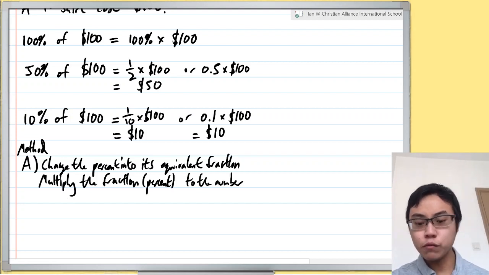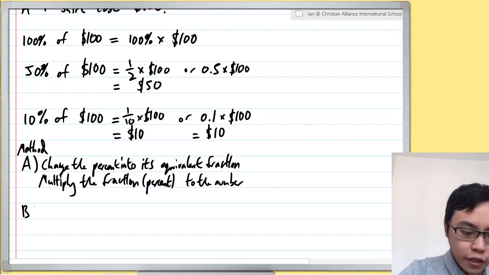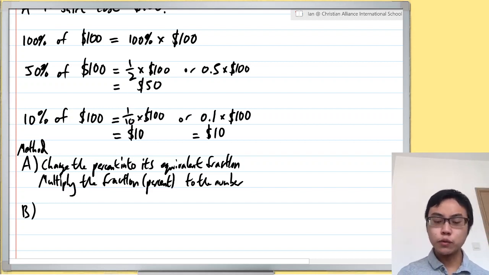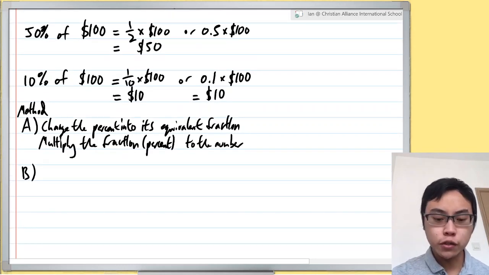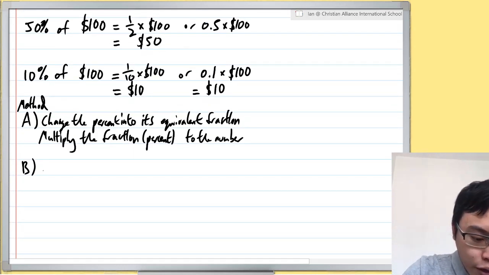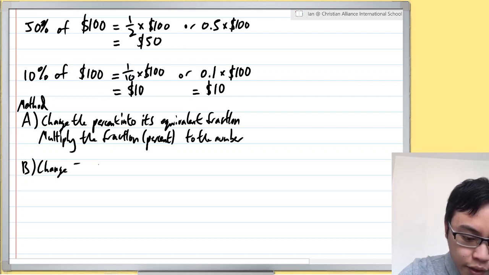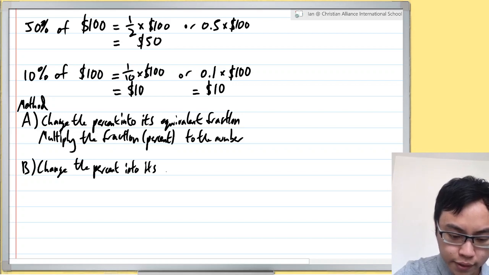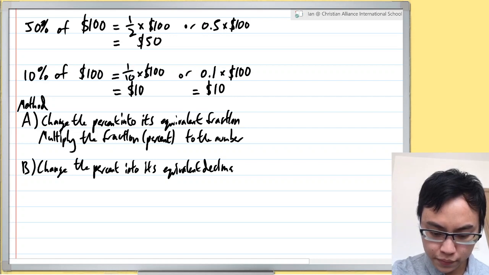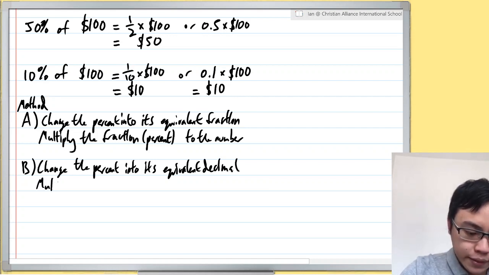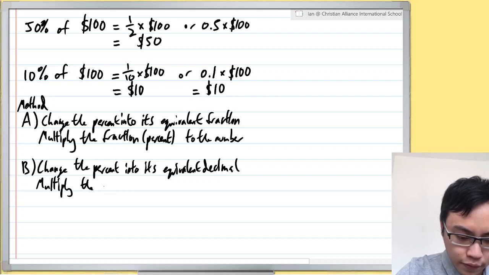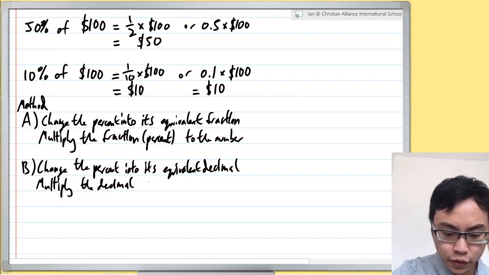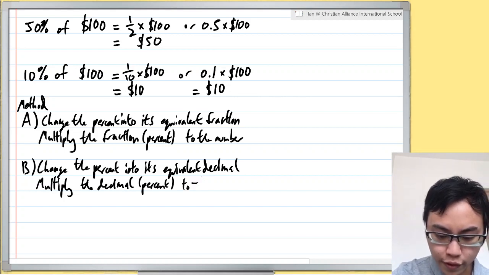And then method B will be very similar, but instead of changing the percent into its equivalent fraction, you can change it into its equivalent decimal. And so that will be change the percent into its equivalent decimal. And then afterwards, you multiply the decimal percent to the number.